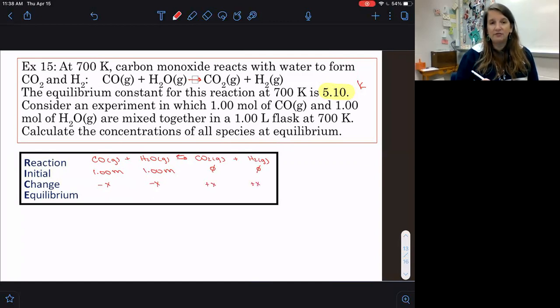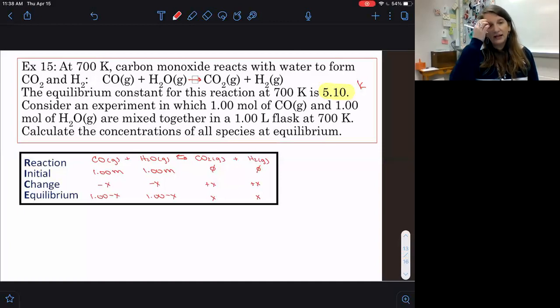Now, if we had coefficients, we would be putting those coefficients in front of the X. And we'll see that in one of those later examples. So our equilibrium row, that's where we put our initial and our change together. So we're going to have 1.00 minus X, 1.00 minus X, and then X and X over here.